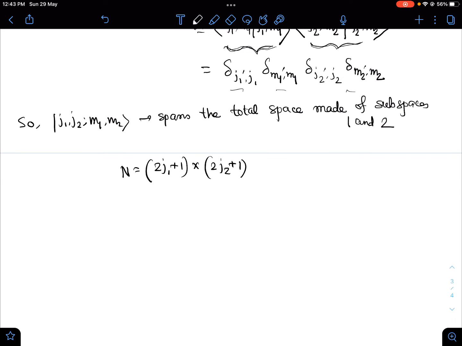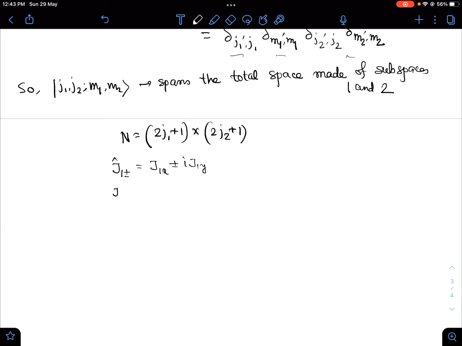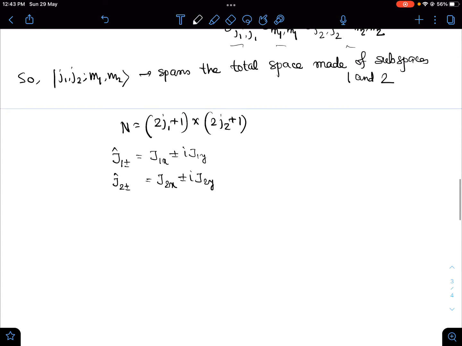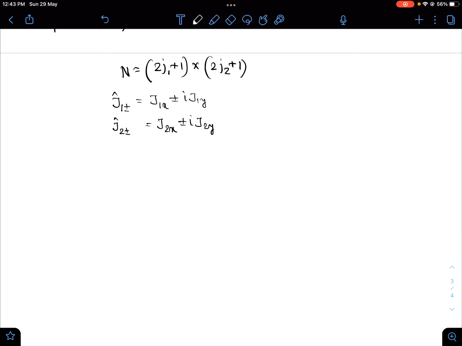Now we can write this raising and lowering operator in subspaces 1 and 2. So in subspace 1 we have our raising and lowering operator as j1x ± i j1y, and in subspace 2 we have our raising and lowering operator as j2x ± i j2y. And it will satisfy this relation. So if we apply this j1± on |j1, j2, m1, m2>, what is the value we will get?